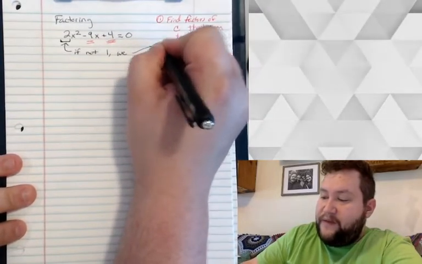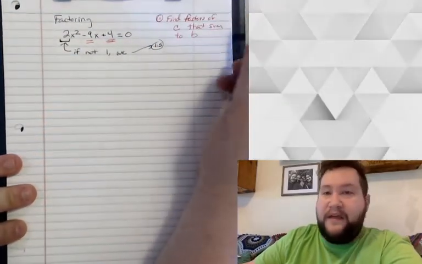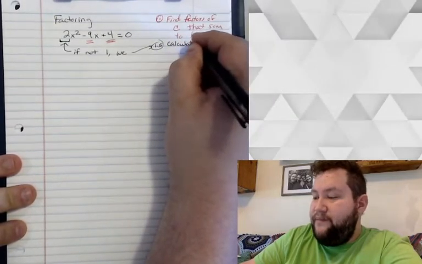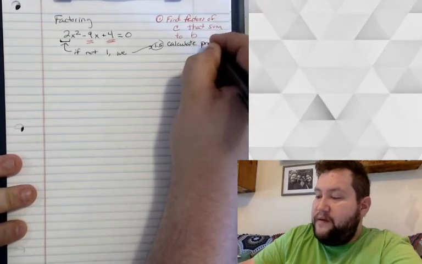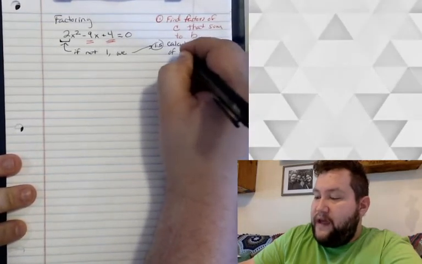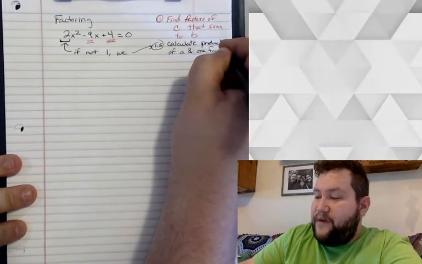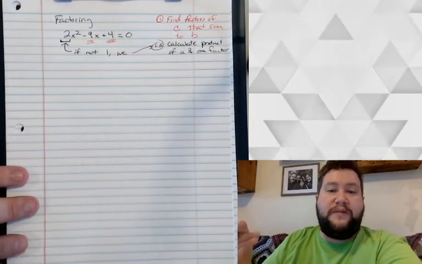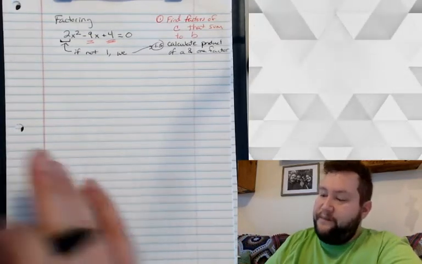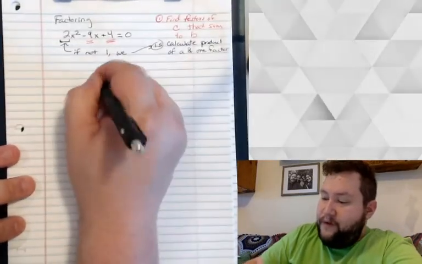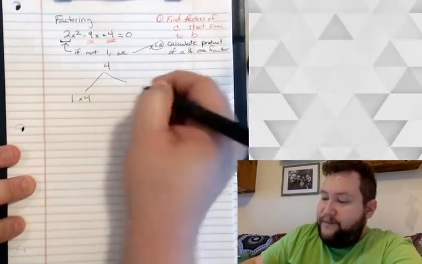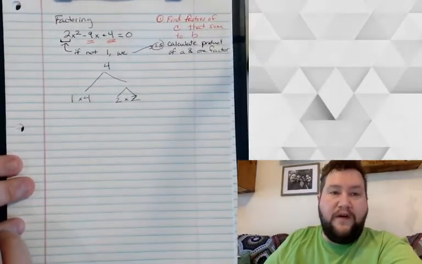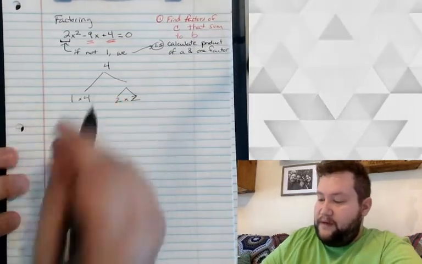I think this was step 2.5. What we end up having is we need to calculate our product of a and one factor, because when we distribute it back out, the 2 is going to be multiplied by one of those factors. For 4, we have two factor pairs: 1 times 4 and 2 times 2. And one of those needs to be multiplied by 2.